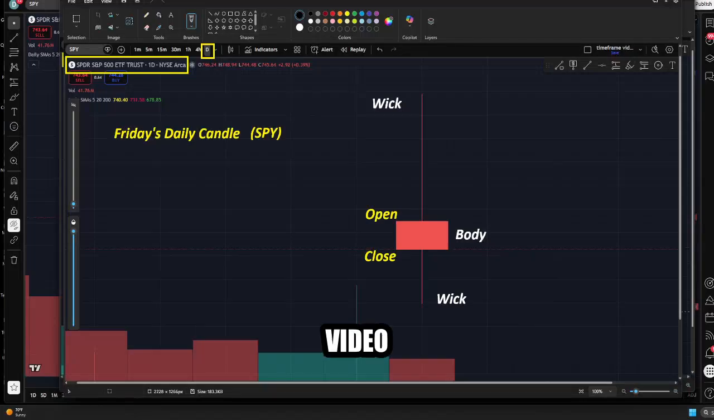Piggybacking off our last video about charts and candlesticks and how to read them. This is the daily candle for Friday's SPY, which is the S&P 500. How can you read a candle? You have first the body, which is what's outlined in red.